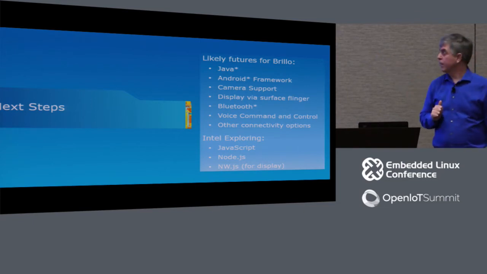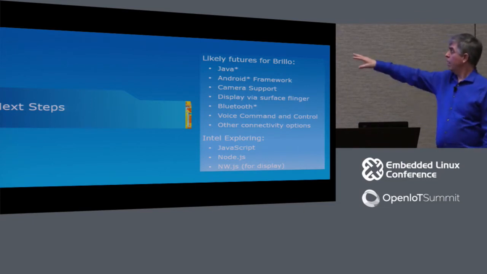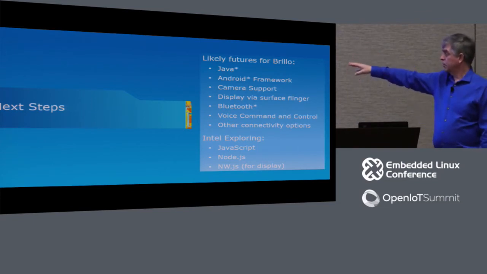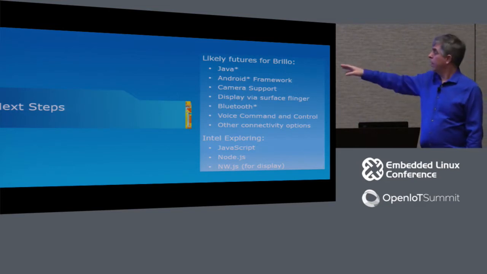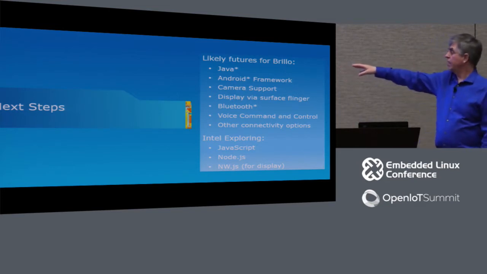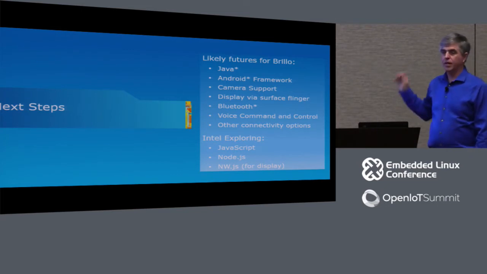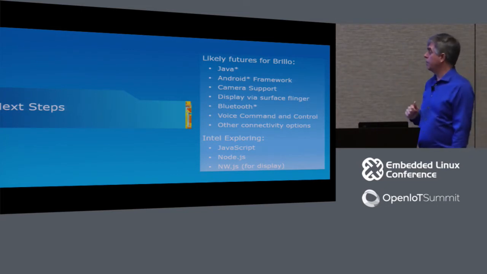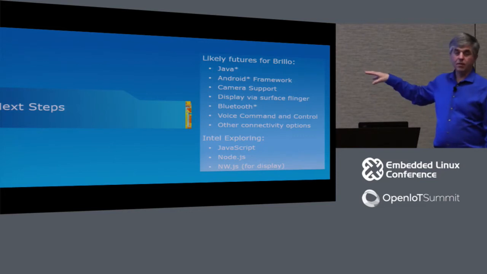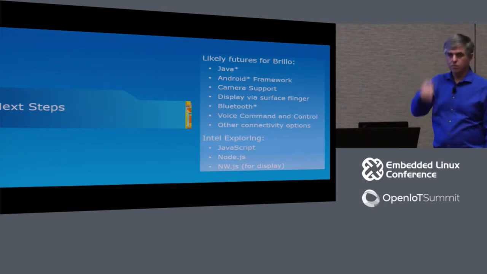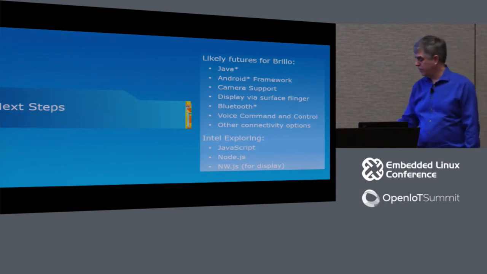Connectivity to other kinds of radios as well. At Intel, we're, in addition, exploring JavaScript, Node.js. In fact, our JavaScript and Node.js work is essentially complete, and we've upstreamed the Node.js work for Brillo. So at some point, we'll be publishing exactly how to use it. And nw.js, which is, as I mentioned, for displays, it's really cool. It's kind of Node.js plus the Chromium browser to just paint on the display.